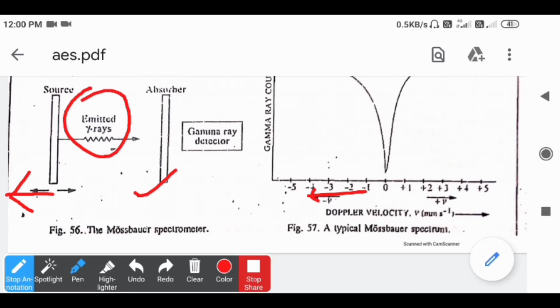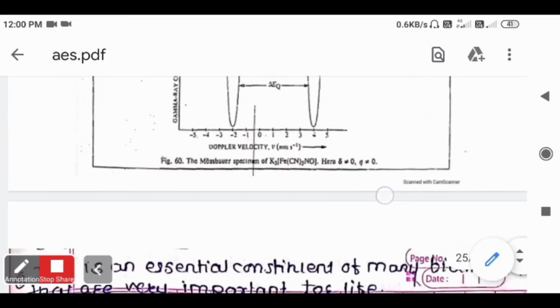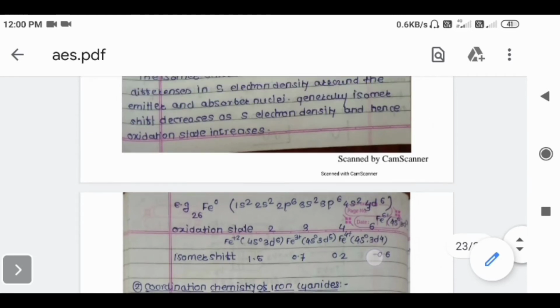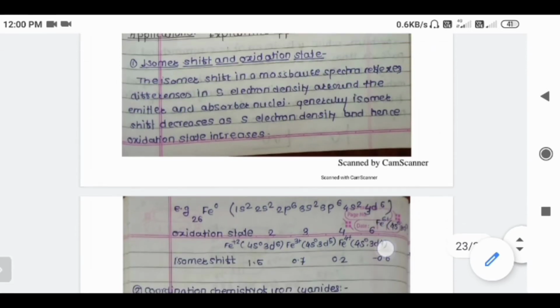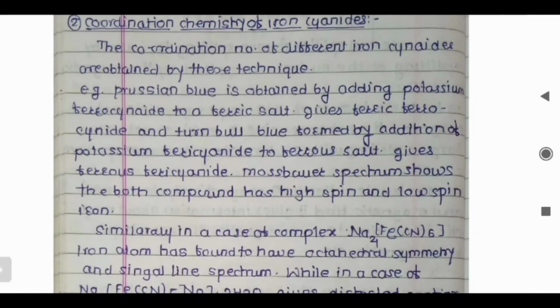So this is what we can conclude from the isomer shift. Positive isomer shift means motion of the source towards the absorber, and negative isomer shift is nothing but motion of the source away from the absorber. So this is the first application of our Mossbauer spectroscopy, that is the isomer shift and the oxidation state of given nuclei. Next is the coordination chemistry of the iron around the cyanide nuclear.